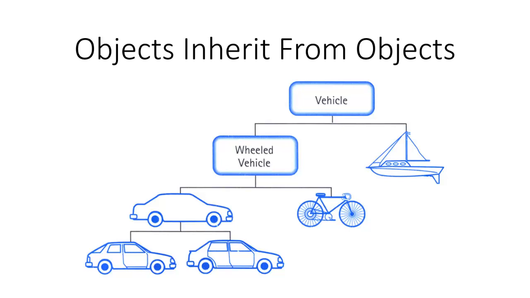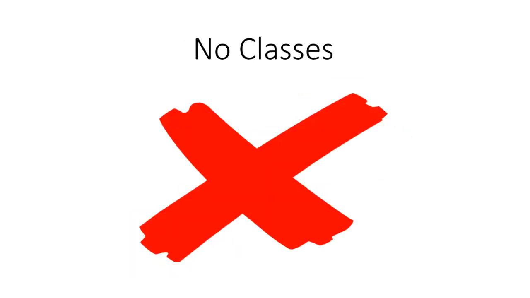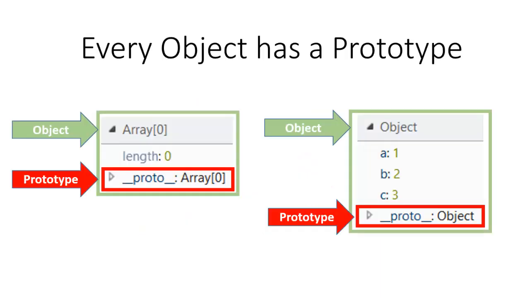In this lesson, we will learn the concept of prototypal inheritance. In JavaScript, objects inherit from objects. There are no classes. As you know, almost everything in JavaScript is an object. Every object in JavaScript has a link to another object. This link is called a prototype. All the attributes and methods in the prototype can be used by the object containing it.